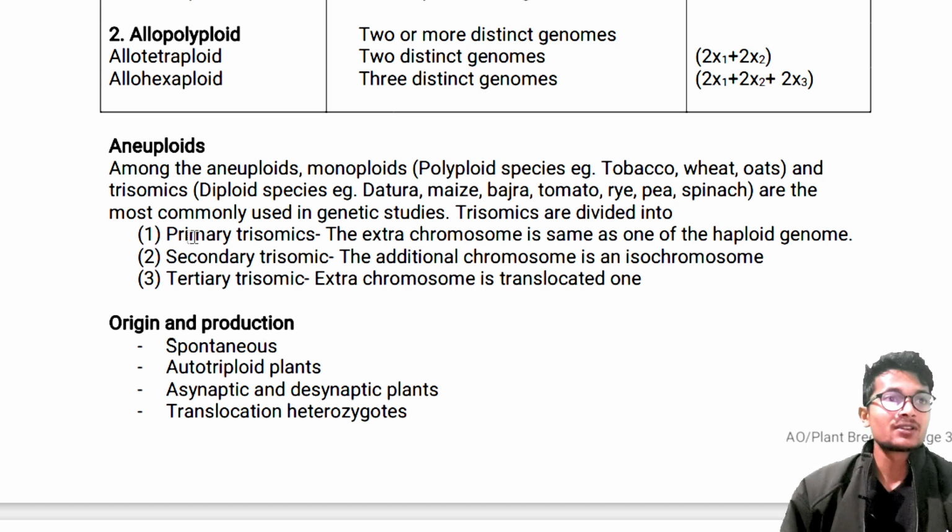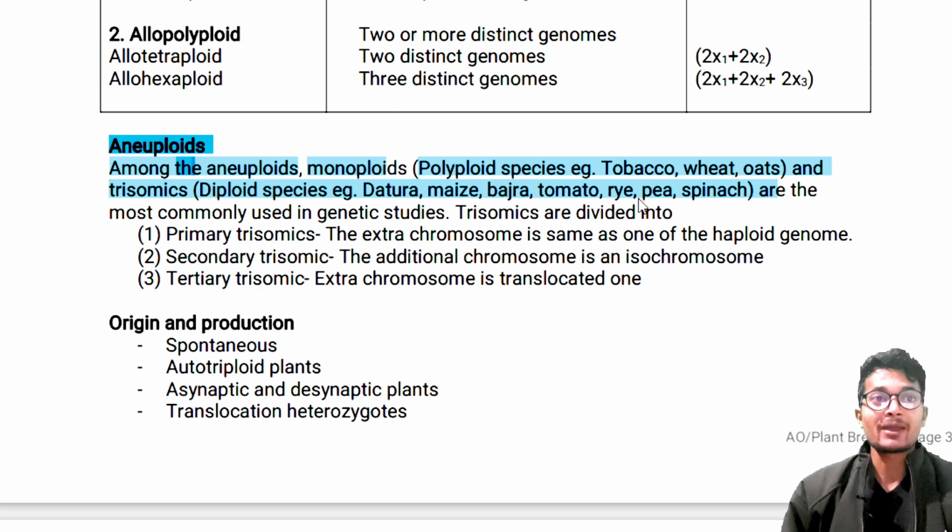So moving on to our topic, aneuploidy. Among the aneuploids, monoploids, polyploid species tobacco, wheat, and trisomic diploid species Datura, maize, bajra, tomato, rye, pea, and spinach are the most commonly used in genetic studies. Trisomics are divided into three parts, right?